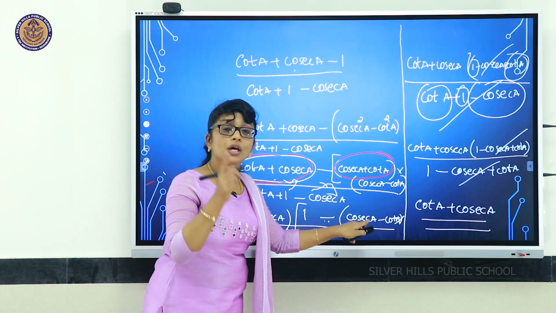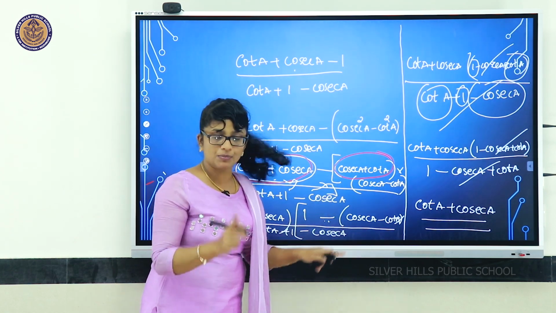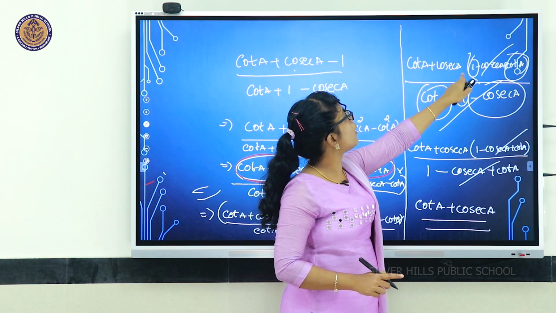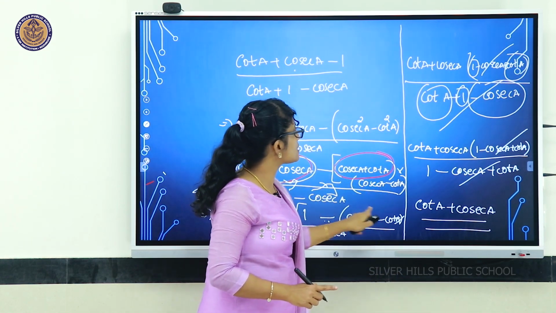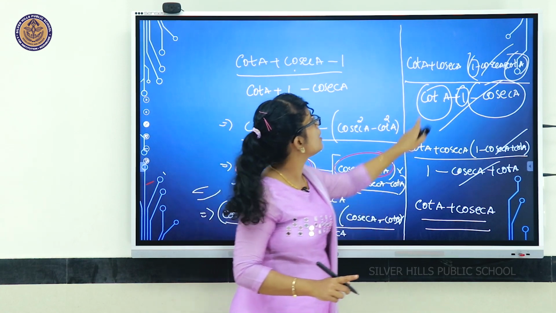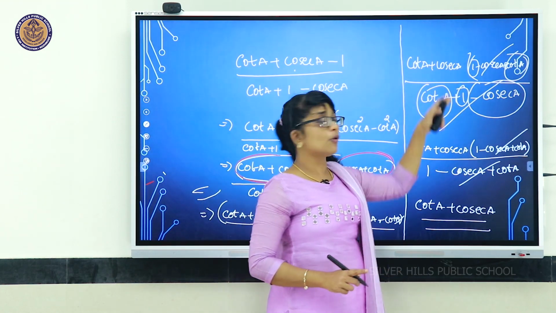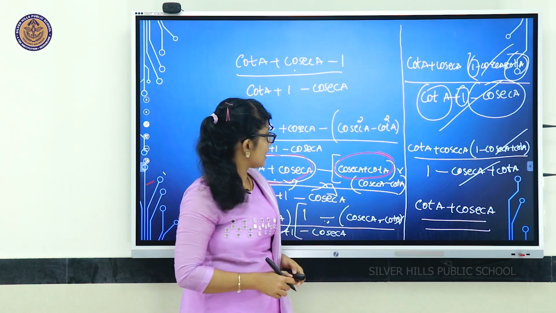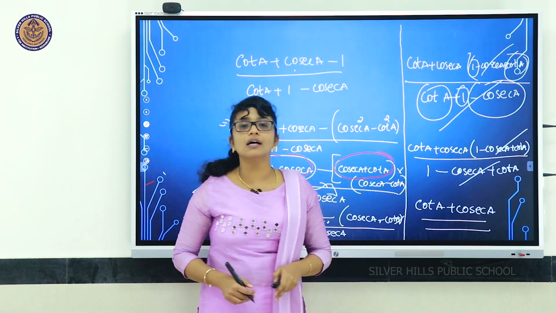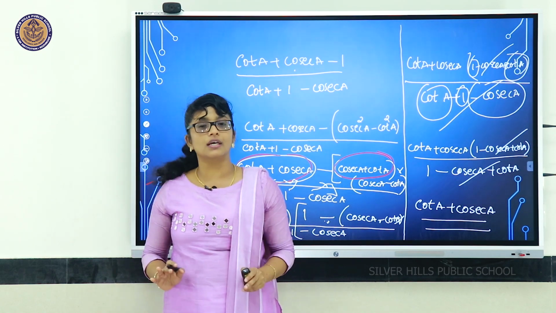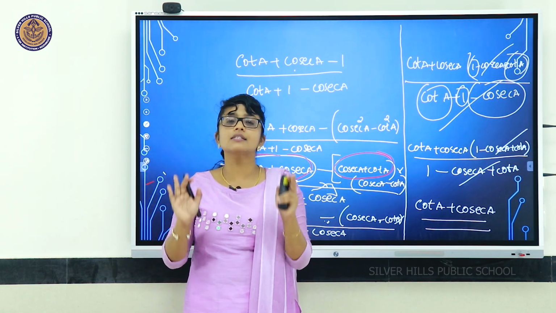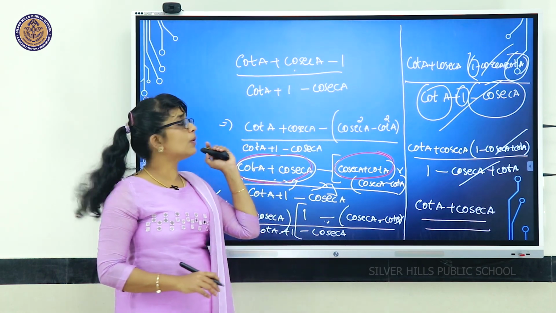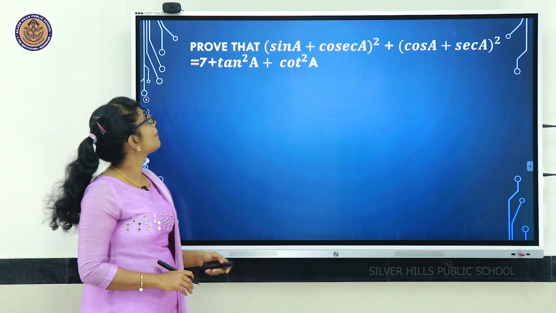Here very important, you should put bracket after subtraction. Then remove the bracket: cot A plus cosec A, 1 minus cosec A, minus into minus will be plus, plus cot A. Then the numerator and the denominator are equal, so we can cancel. Then what is the answer? Cot A plus cosec A. Now LHS equals RHS. Okay, now let's move to the next example.